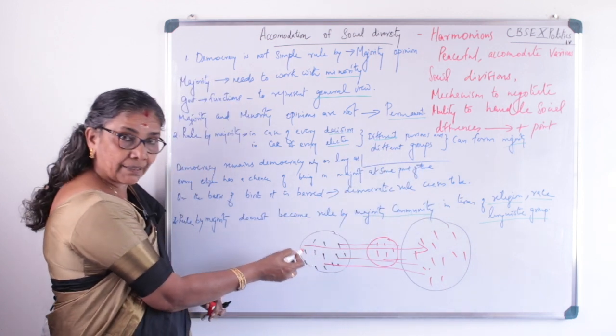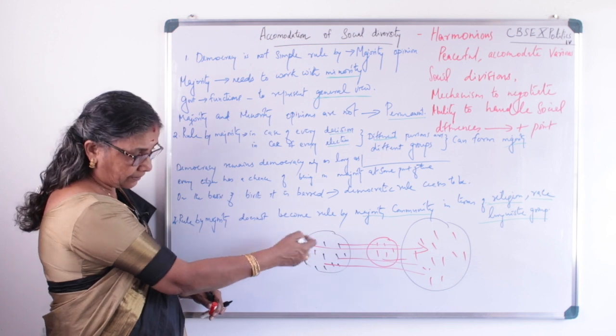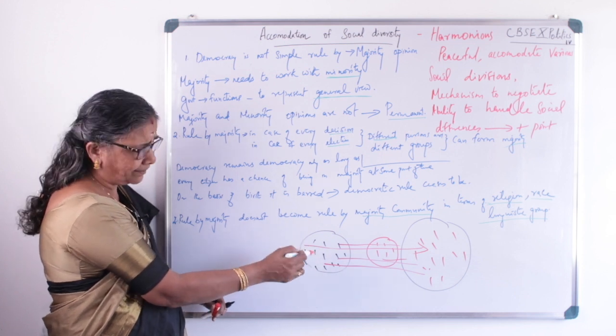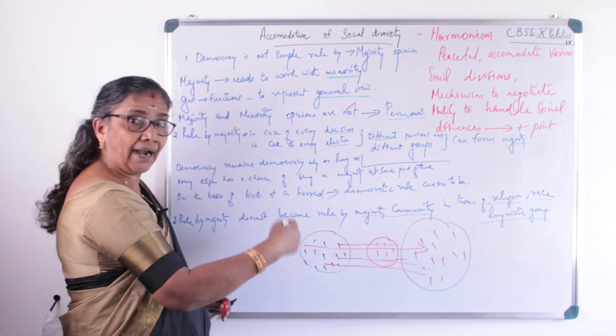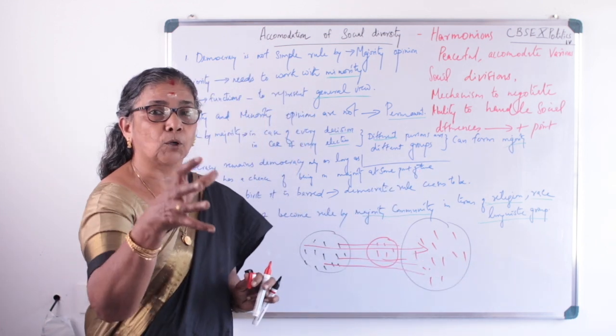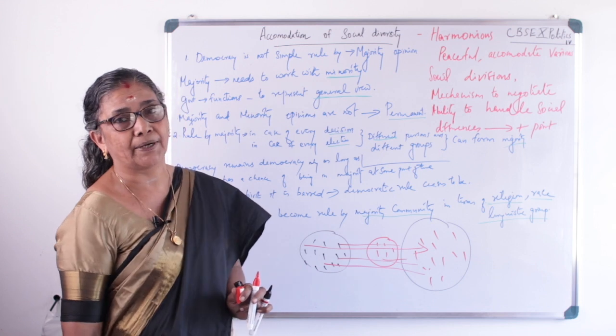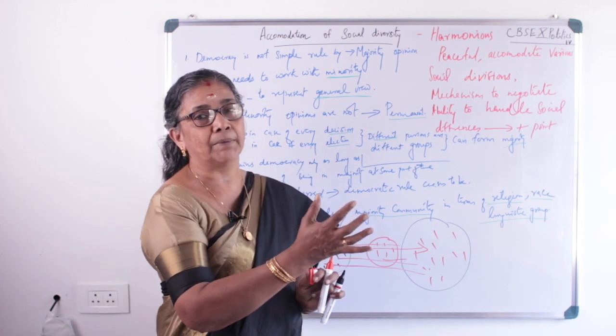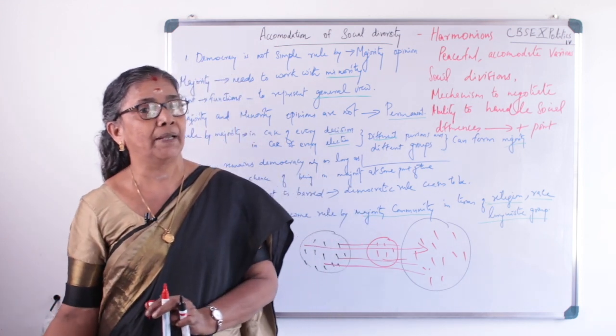In the first case, this dark or black color formed a majority, black being just a color, and another time this red color represents a majority. That means different groups are forming the majority. One time one group may have the majority, another time another group may have it.